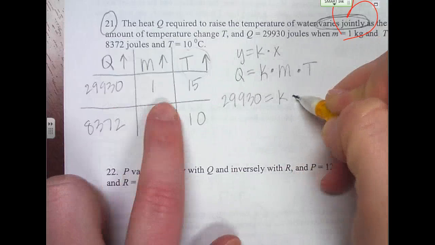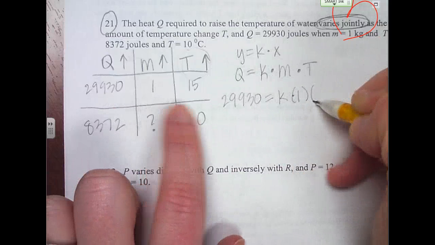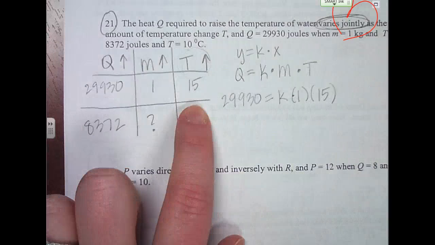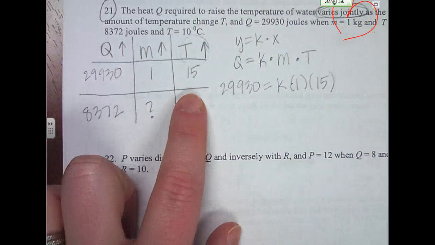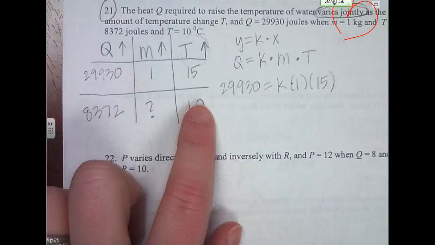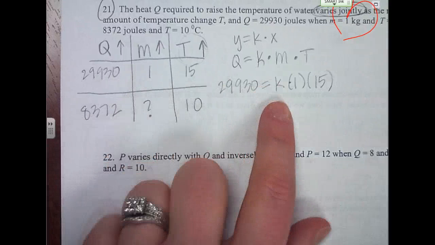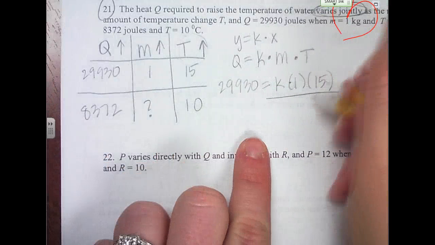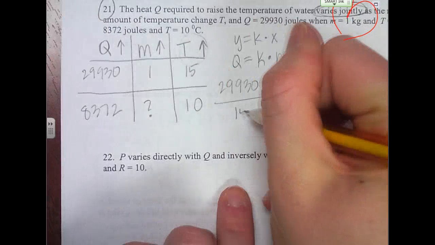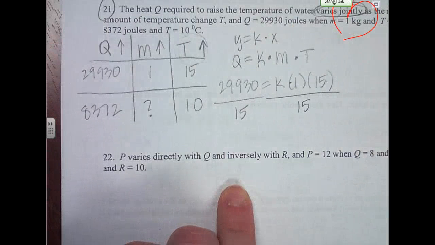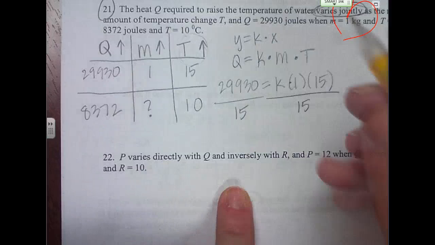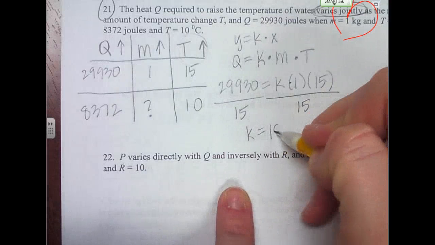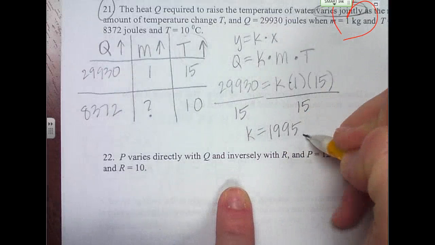So you plug in all your information, times 1 times 15. How do you solve for K? Divide. 1 times 15 is just 15, so we'll divide by 15. 29930. So K is 1995.3.